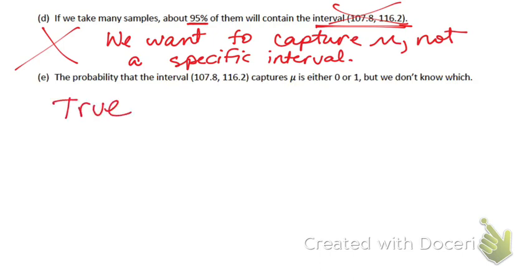Here's why. Do any of you know if you captured the true proportion of red beads? No. But some of you did. Some of you didn't, but you don't know if you did. But every interval that we create either gets it right or gets it wrong.